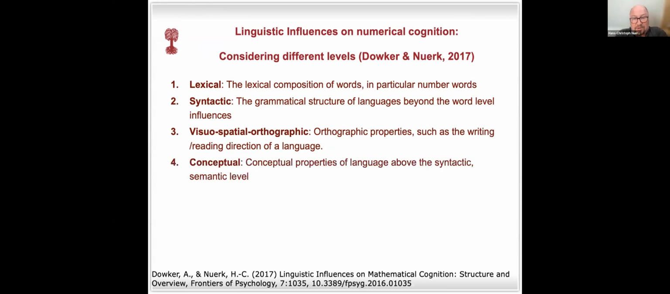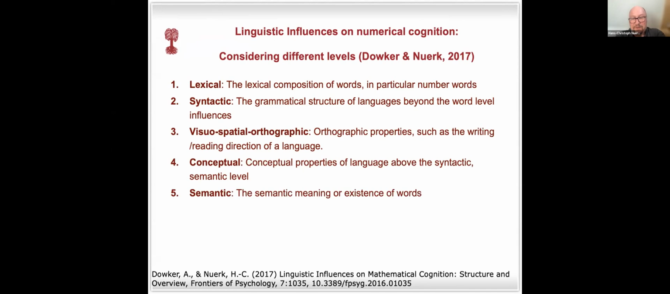Then we have a conceptual level, conceptual properties of language above the syntactic and semantic level. An example is the markedness effect. So linguistic markedness influences how you process numbers. Odd numbers are on the left and even numbers are on the right. I hope this is translatable, because once when we did a study with signers in German Sign Language, they didn't have a word for parity, for odd and even, and we had to explain to them, for instance, that 0 is an even number. So it seems to be different in American Sign Language.